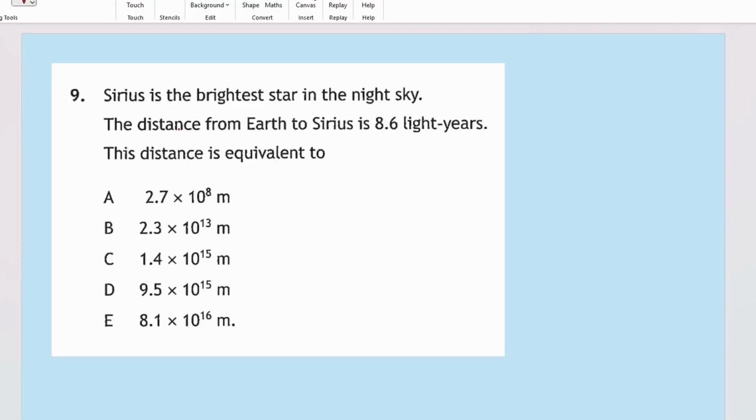Question 9 says Sirius is the brightest star in the night sky. The distance from Earth to Sirius is 8.6 light years. This distance is equivalent to. So we need to get the distance from Earth to Sirius, but it's in light years. So let's do the formula D equals vt, where v is the speed of light, so 3 times 10 to the 8 times the time. So that would just be 60 seconds times 60 minutes times 24 hours times 365 days times the amount of years. So 8.6.